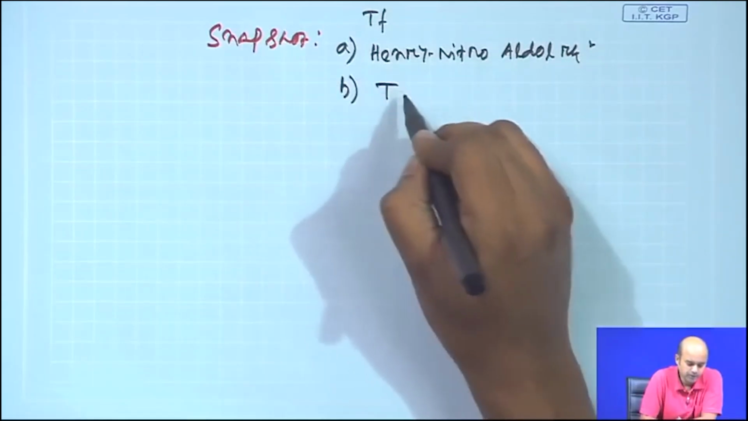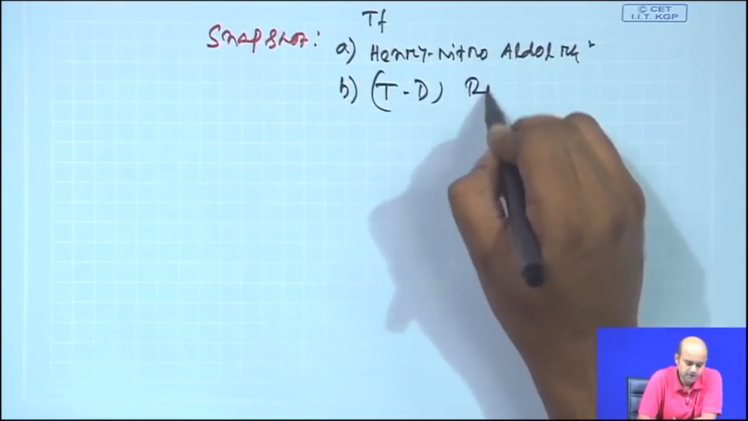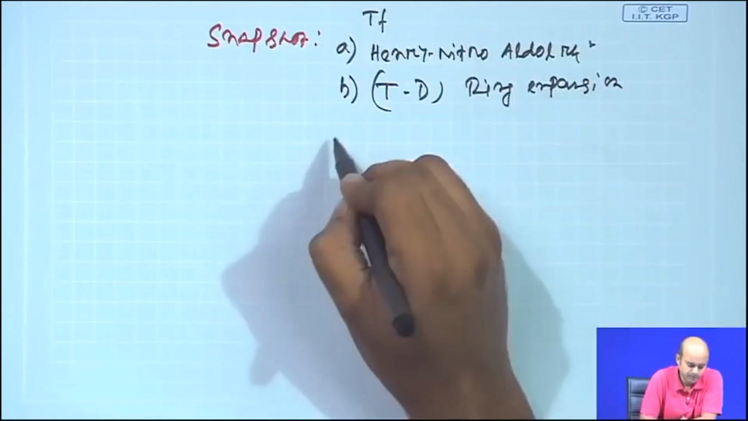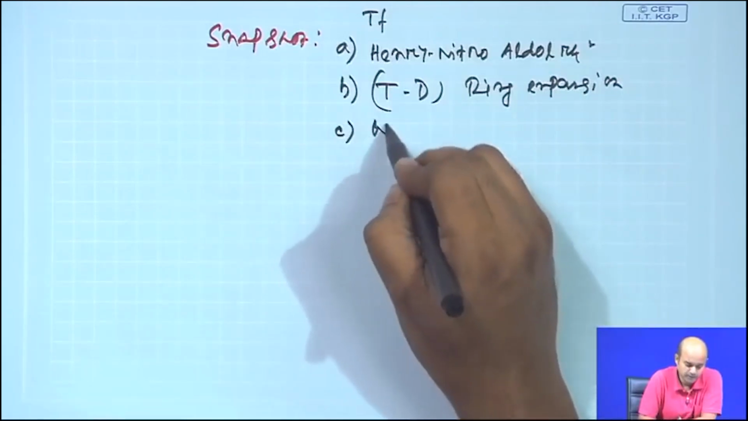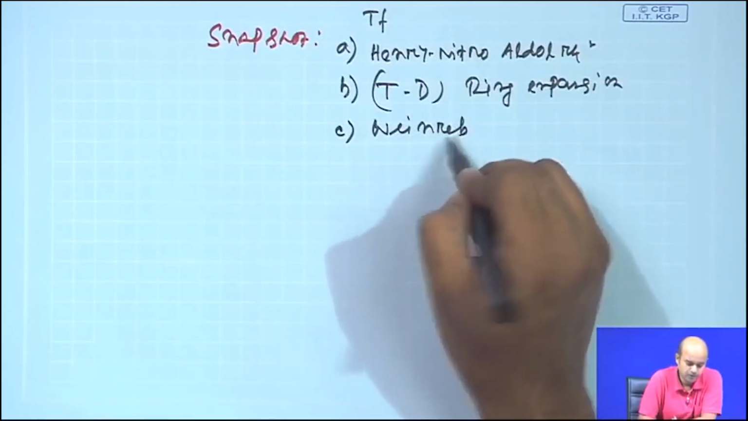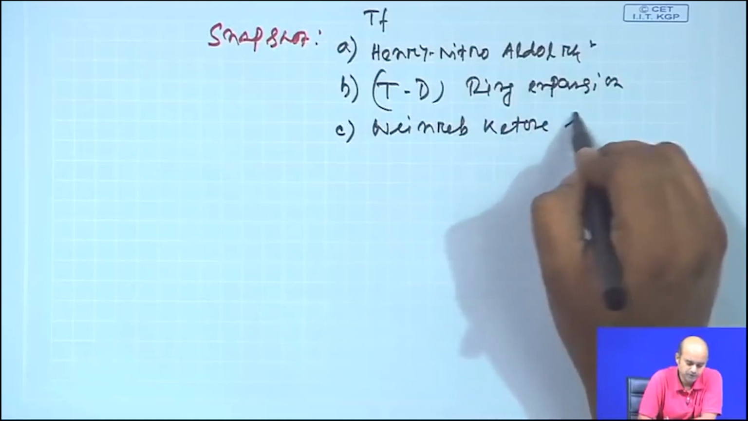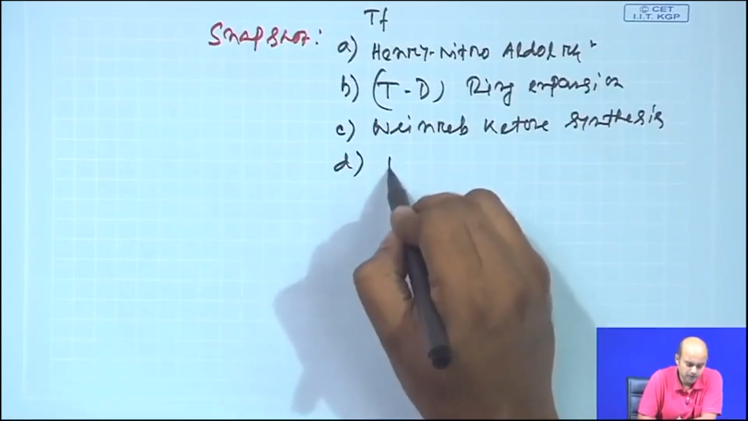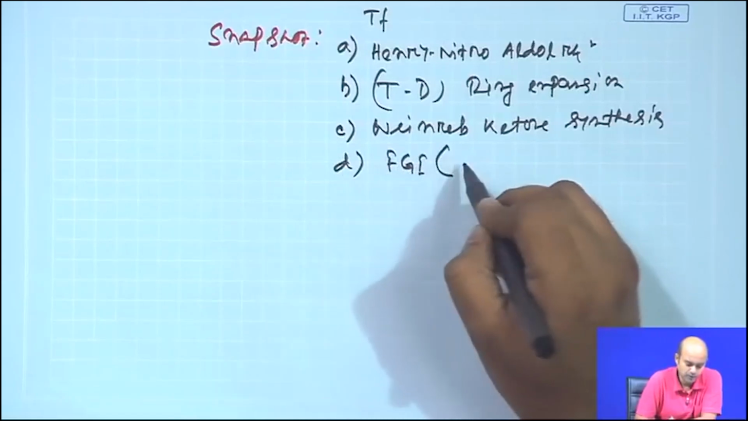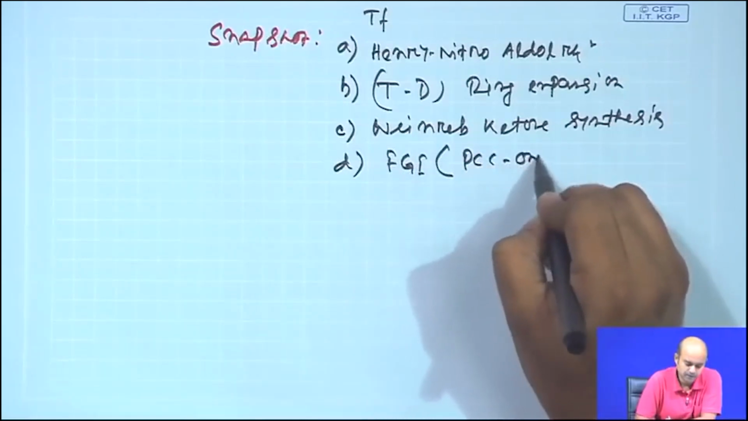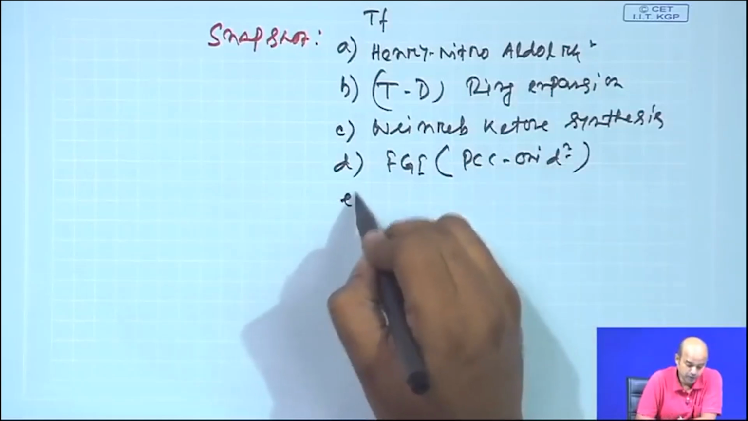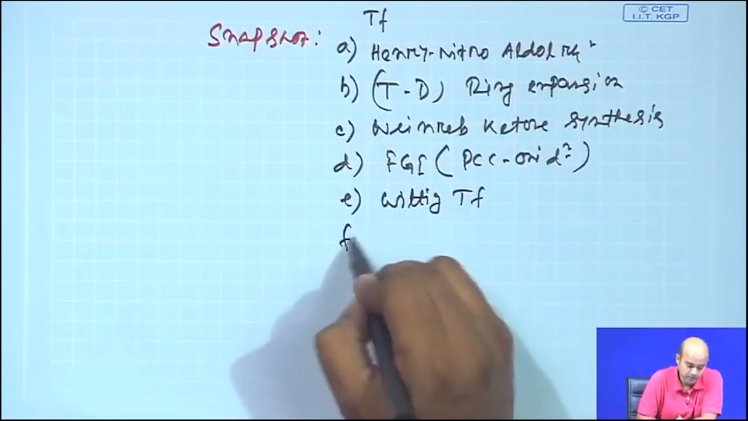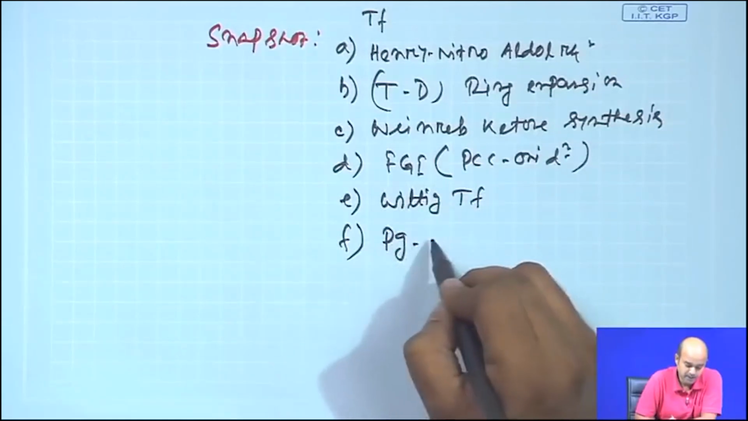We used the Tiffeneau-Demjanov ring expansion reaction. That was a very interesting reaction, and you explained it in detail. Then at the end, which is very well known to all of us, the Weinreb ketone synthesis. And then we also used a couple of functional group interconversions, like some PCC based oxidation. We also used the Wittig reaction, the Wittig transformation was very important, and then we also used protecting group (PG) based strategies.